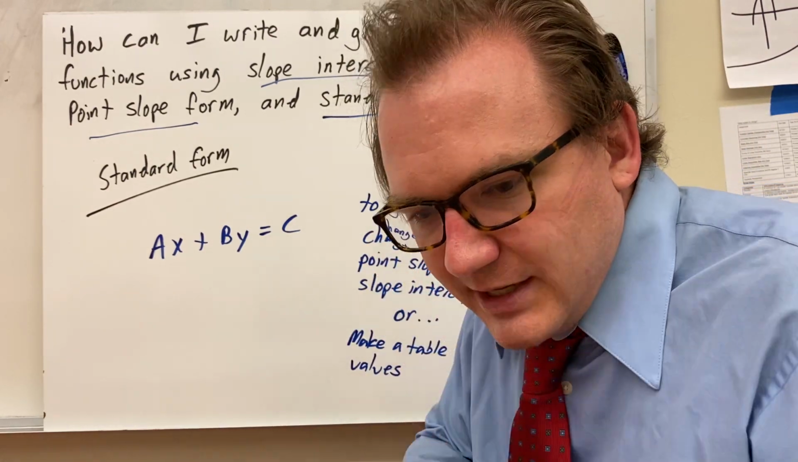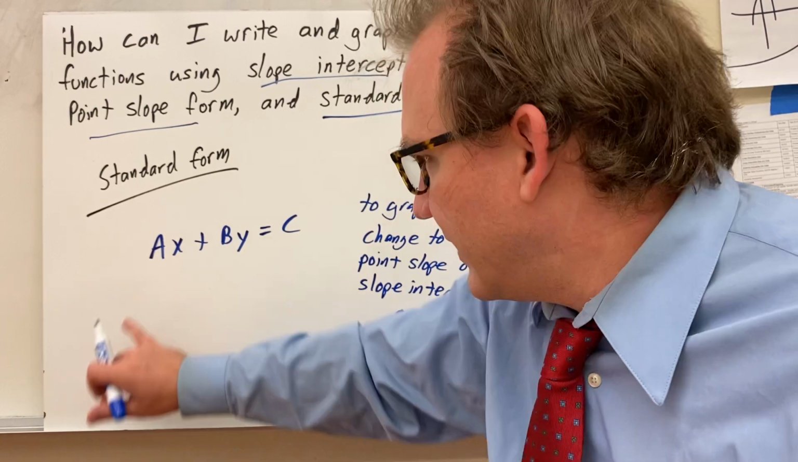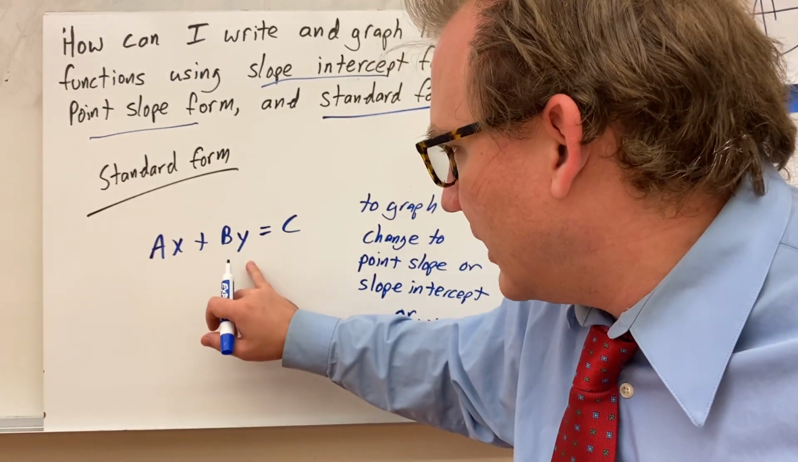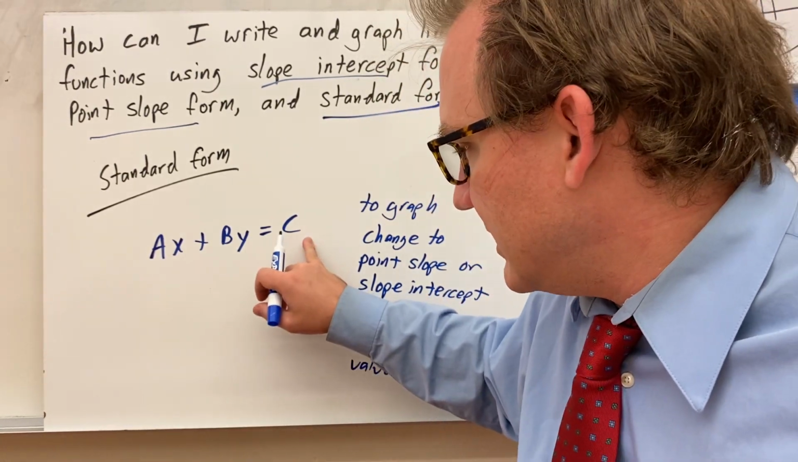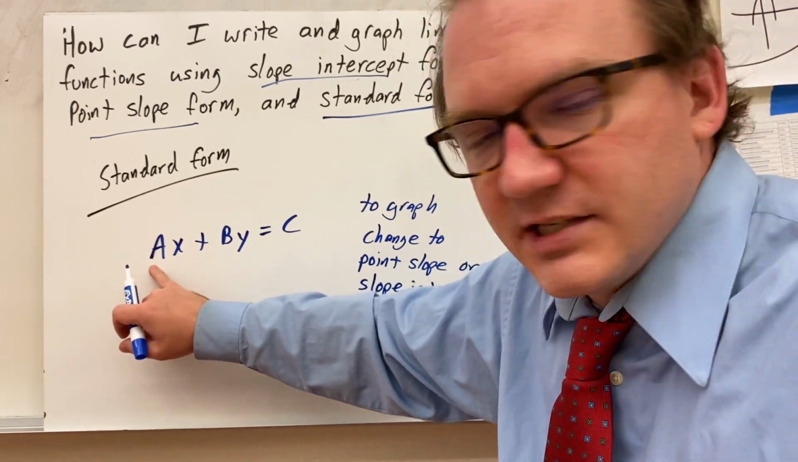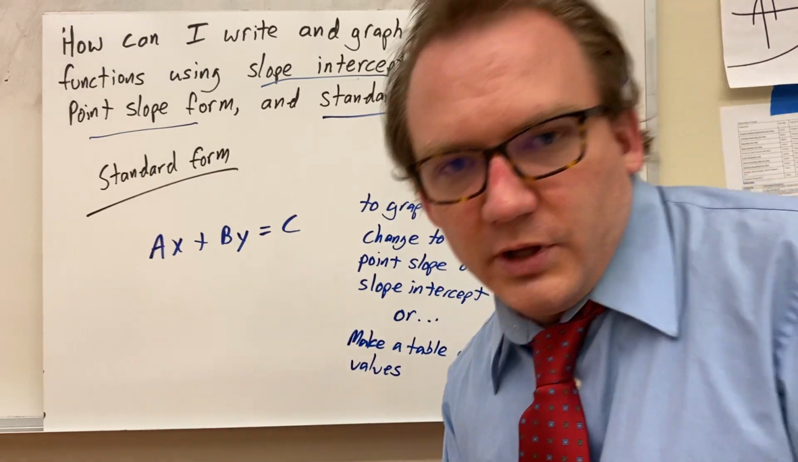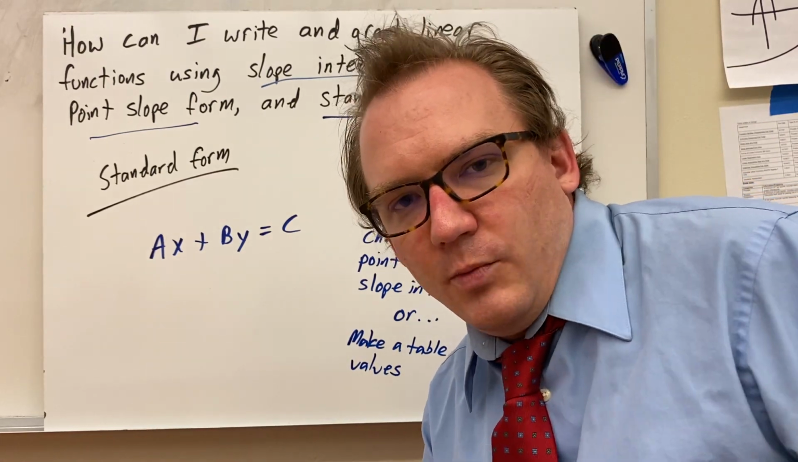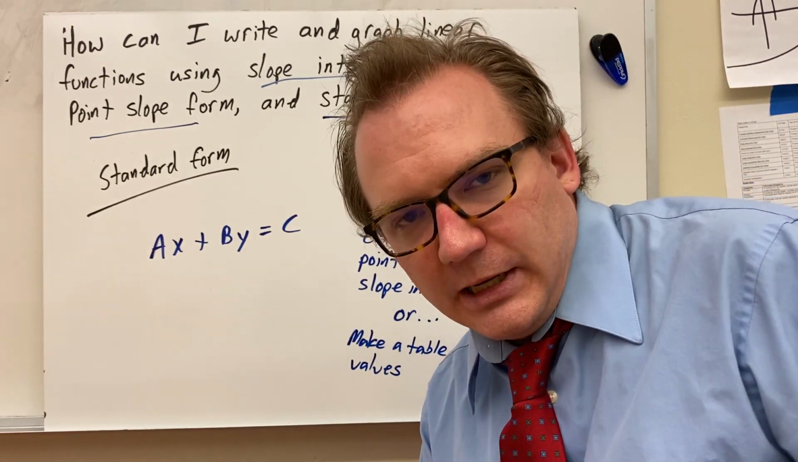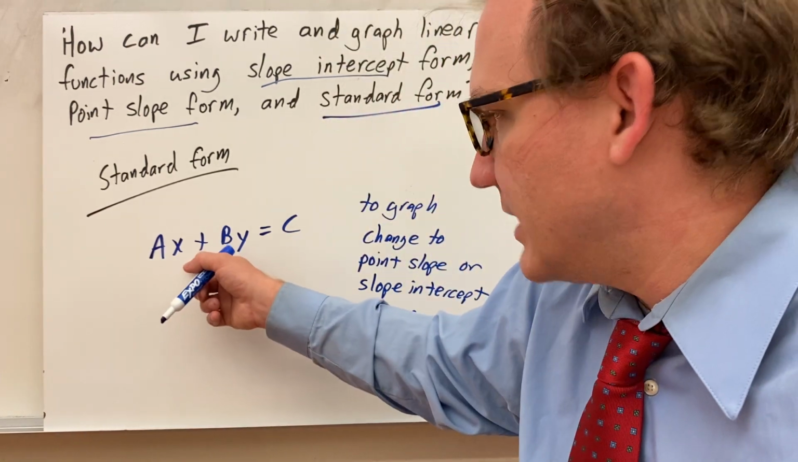Say you're selling tickets to a concert, and x is adult tickets and y is child tickets. Then a could be the cost of an adult ticket, b the cost of a child ticket, and c your total income. You have to figure out how many adult and child tickets you sold. That's where you get standard form.